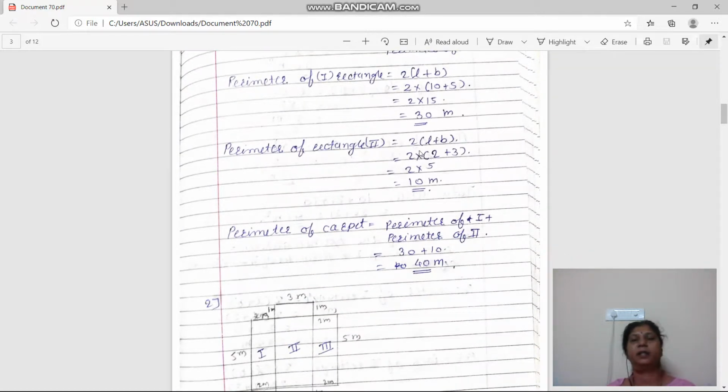Perimeter of second rectangle is equal to 2 into bracket L plus B, that is 2 multiplied by 2 plus 3, that is 2 plus 3, 5. 2 5s are 10, 10 meter. Get it? So perimeter of carpet is equal to perimeter of first plus perimeter of second figure. So 30 plus 10 we get 40 meter. Get it? So let's take the second example.